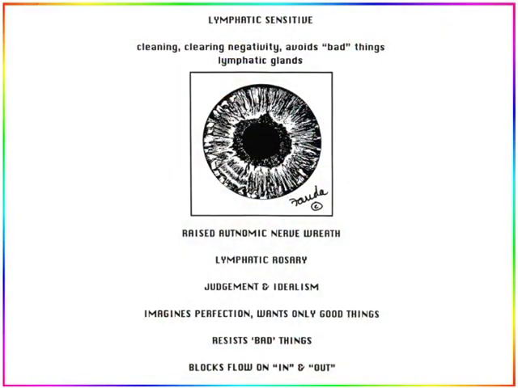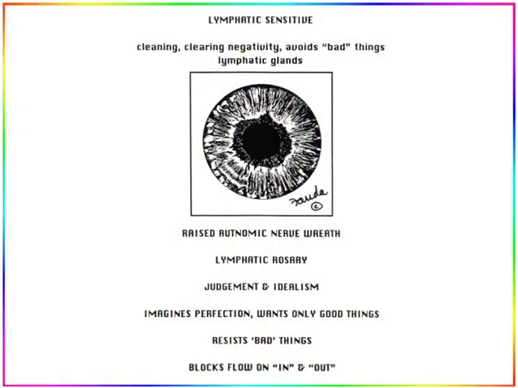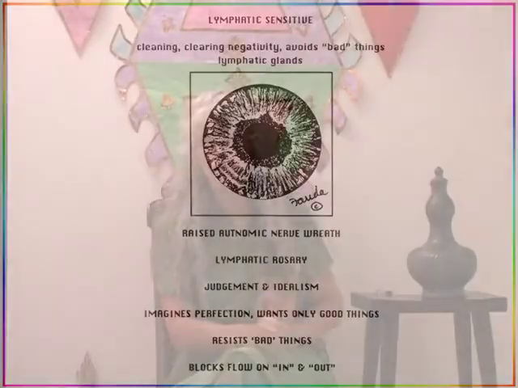The raised autonomic nerve breath can sometimes be there, lymphatic rosary, judgment and idealism. A really strong ideal as to how they think things should be. It's very much related to the number one Enneagram type, for those of you who got the emails on the Enneagrams, I think everybody did. It's a very strong number one. It can be, in its negative aspect, imagines perfection, wants only good things, resists bad things, blocks the flow of the in and the out. No, I won't have that in my life. I can't read a newspaper. I can't.